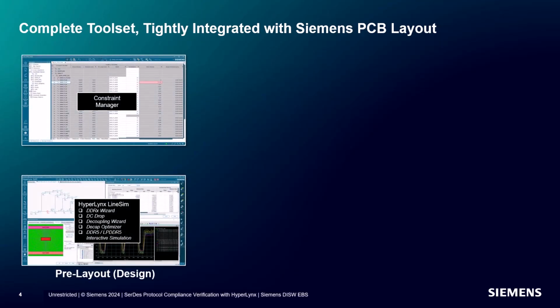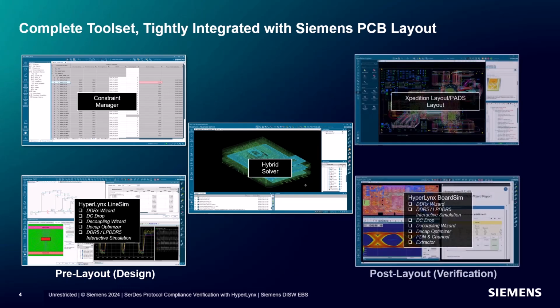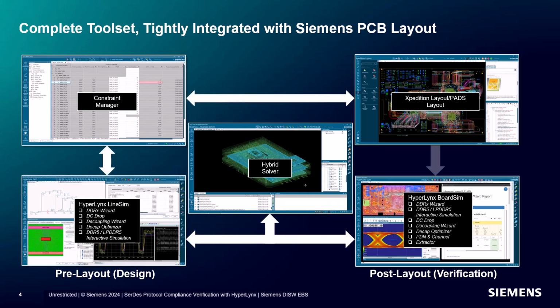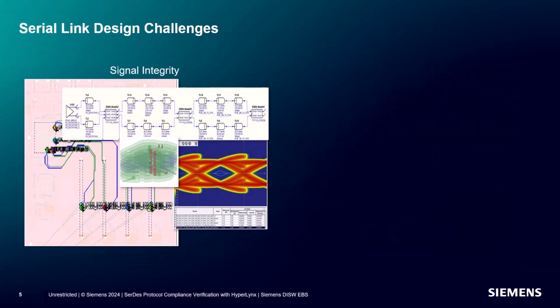Design is an iterative process. As you lay out a board, using analysis during the physical design cycle can help you tune and improve the design in real time, rather than waiting until layout is complete, when it's too late to make substantive changes. Combining hyperlinks with Siemens design capture and layout can significantly reduce your design cycle and improve your design's performance. In this presentation, we'll focus on analyzing serial links for standards protocol compliance with hyperlinks.